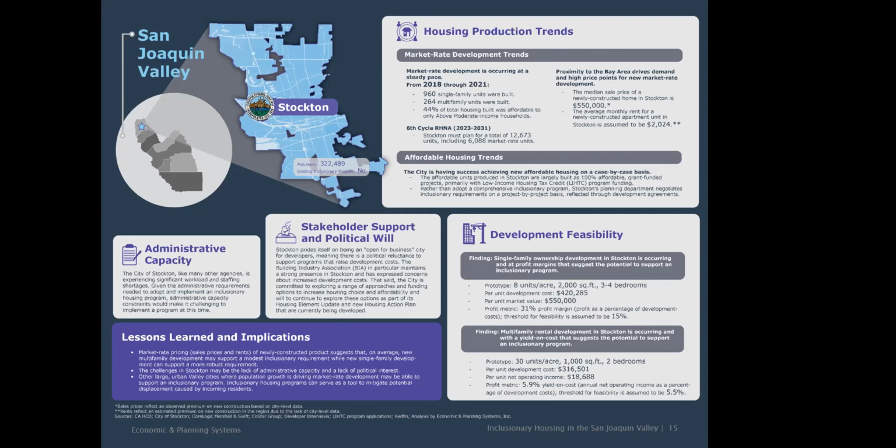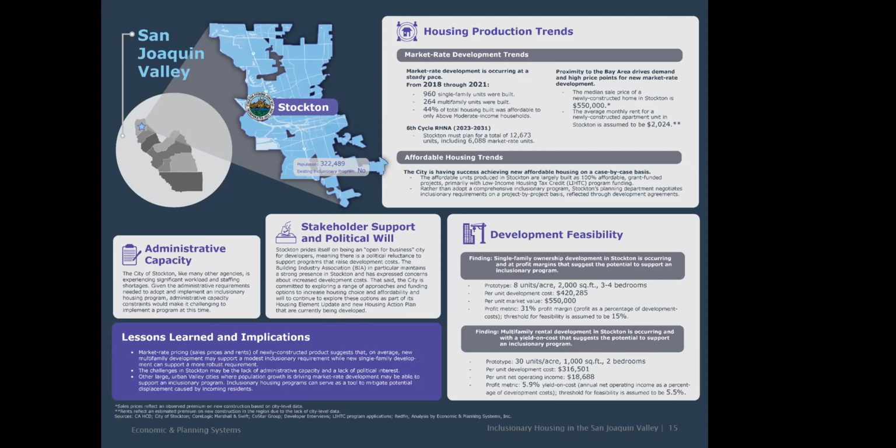For our rental prototype, that's an investment product, right? And it delivers its returns in the form of rental revenue. So we think about profit a little bit differently, more like as a yield on cost. And our threshold for feasibility is 5.5% after having conversations with developers in the Valley. So higher than 5.5%, we'd expect multifamily developers to move ahead and proceed with projects.